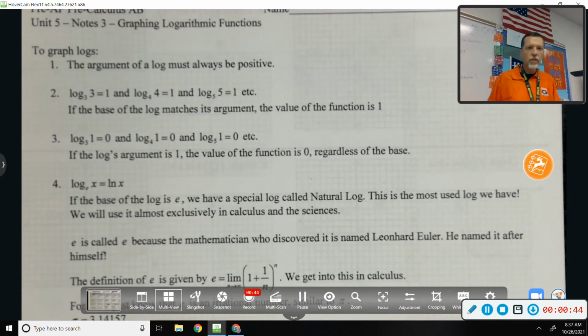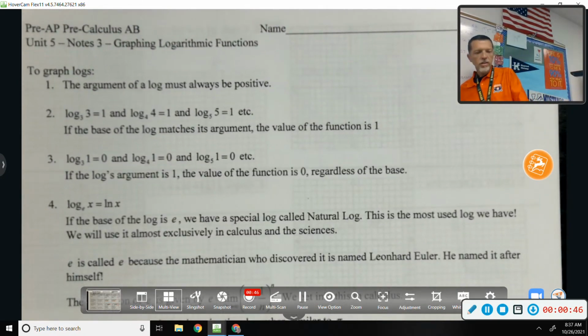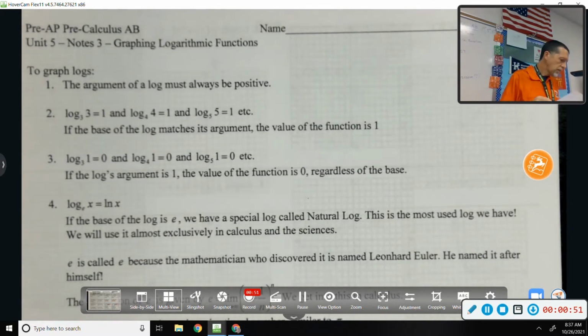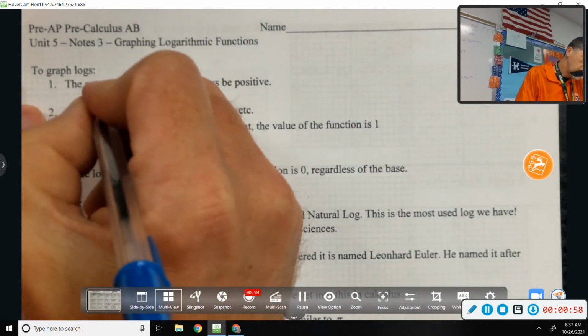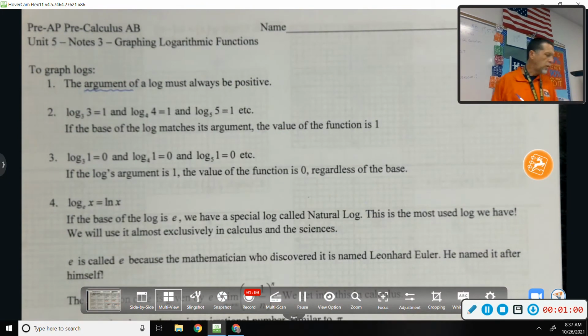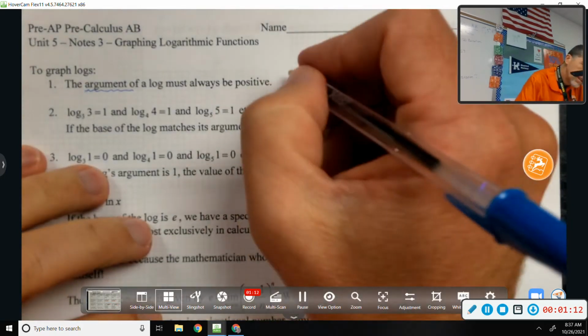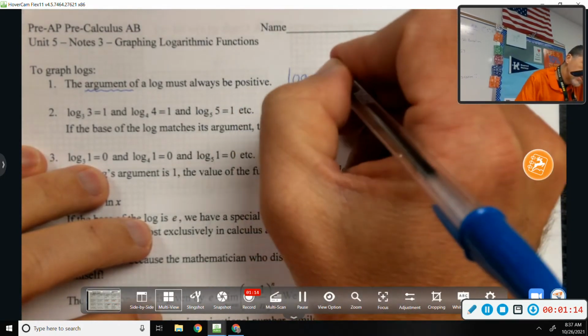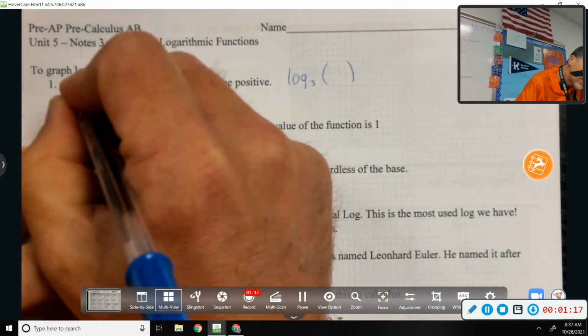All right, notes for day 3. You've got notes, so let's do a little fill-in-the-blank work here. All right, the argument of a log must always be positive. Do you know what the argument of a log is referring to? It's a word you know, but maybe not in a math context. The argument is what you're taking the log of.